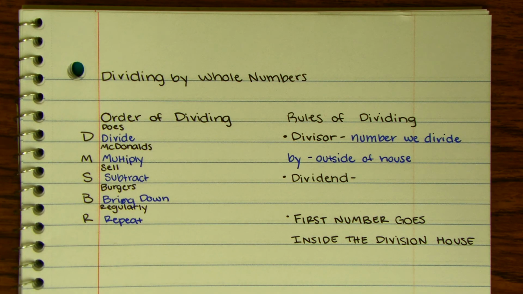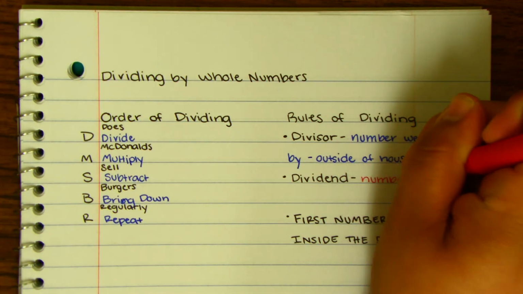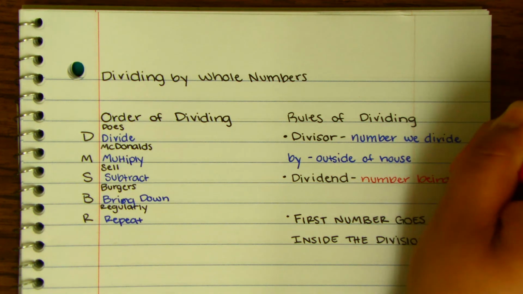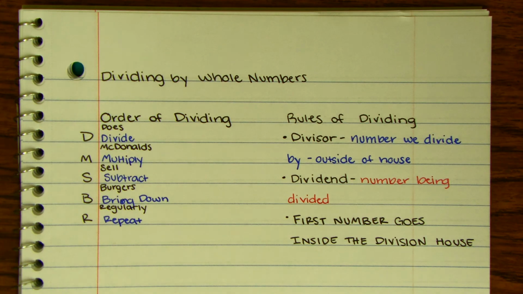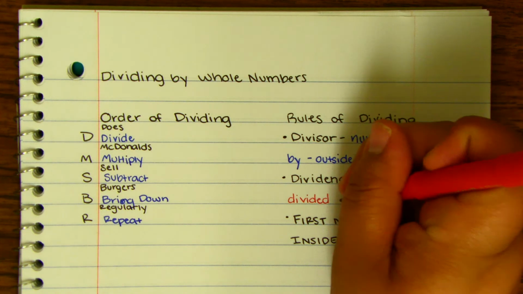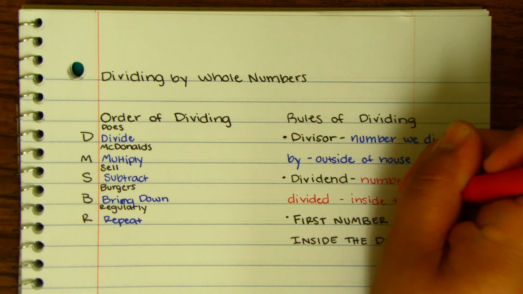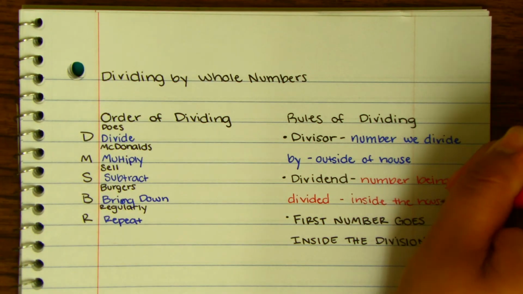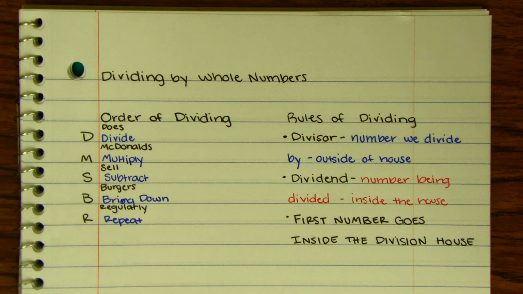And the dividend is the number that is being divided. That is called the dividend. And that is also the number that is inside the house. So we have our divisor, our dividend. And when we look at the following problems, the first number that we look at is always going to go inside that division house. So we have three examples that we're going to work through today.